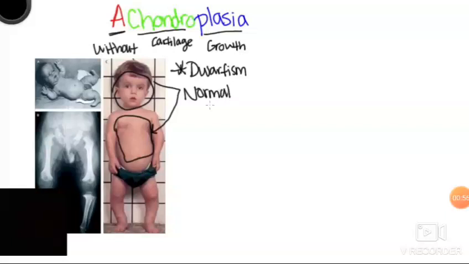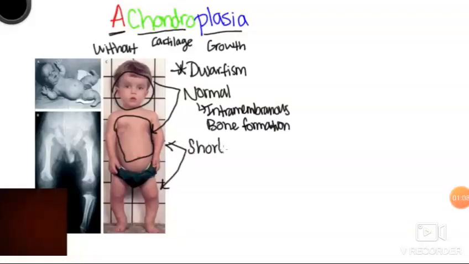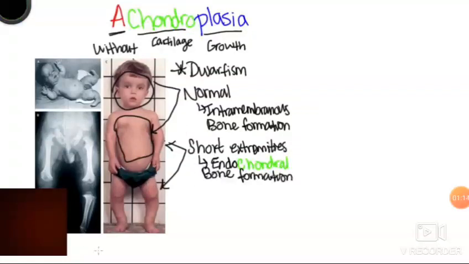And the reason that this occurs is, if you may recall from embryology, there are two types of bone formation. Intramembranous bone formation is not affected. However, you may notice in these individuals that their extremities are shorter. They are not developed properly. This is due to impaired endochondral cartilage bone formation.